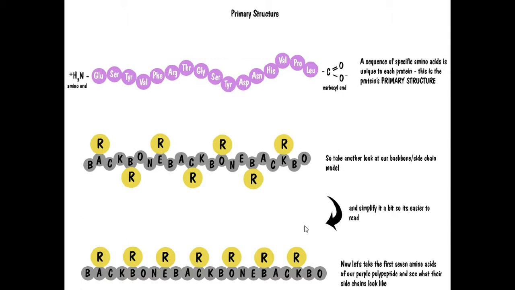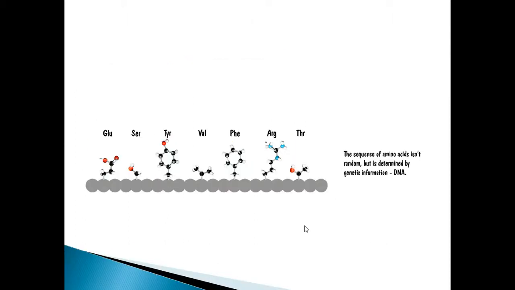Okay. This is known as the primary structure of a protein. It's simply the linear chain of amino acids. Okay, and a primary structure is the first structure that a protein forms. So all it is a linear chain of amino acids. It's a polypeptide chain. That's it.